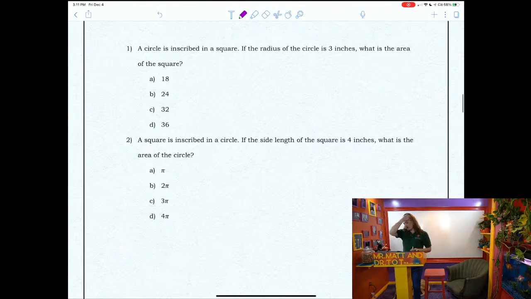So question number 1, a circle is inscribed in a square. If the radius of the circle is 3 inches, what is the area of the square? Number 2 asks, a square is inscribed in a circle. If the side length of the square is 4 inches, what is the area of the circle?